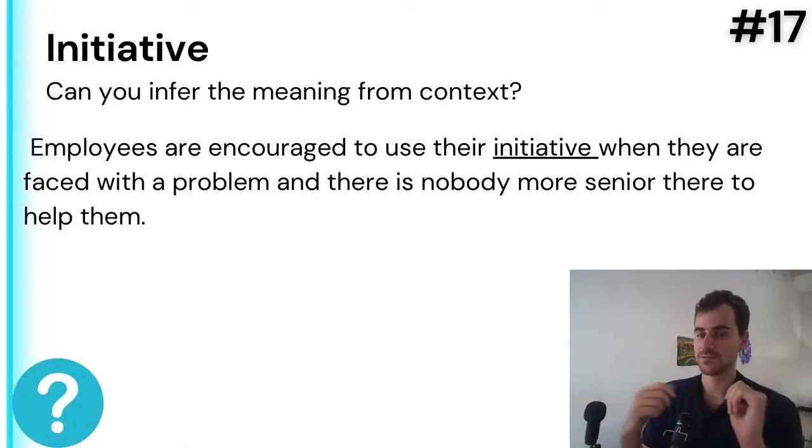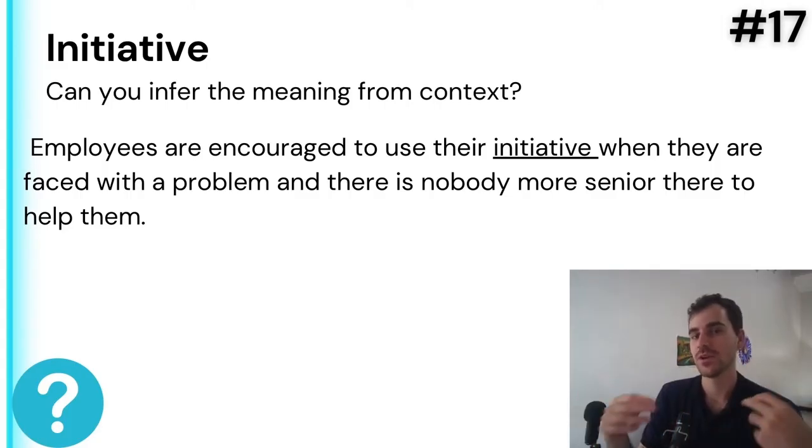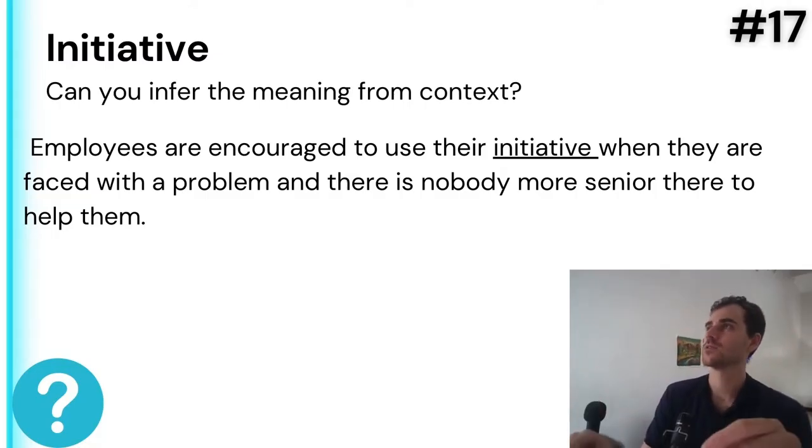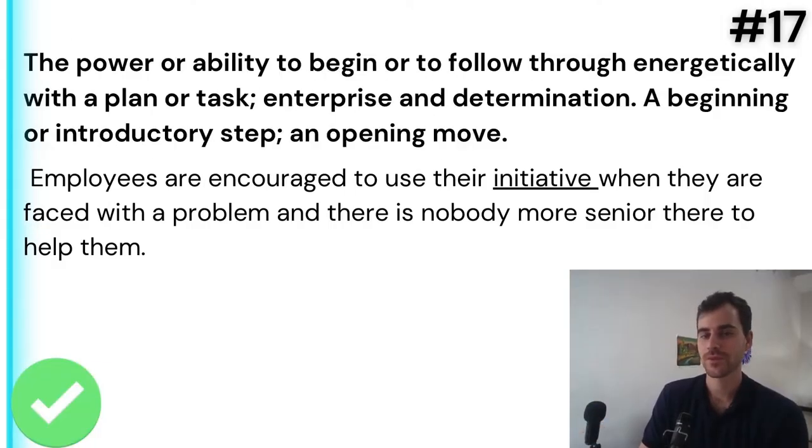17. Initiative. Employees are encouraged to use their initiative when they are faced with a problem, and there is nobody more senior there to help them. Okay, use your initiative. We know it's something that you use when you need to solve a problem. So can you think of another word for something you use to solve a problem? It's like power or ability. To begin or follow through energetically with a plan or task. Determination, an opening move, initiative, to start a task.